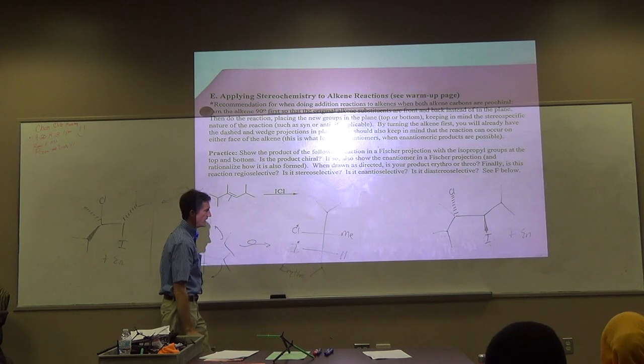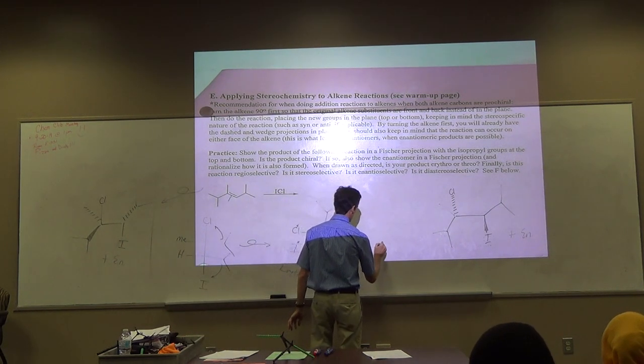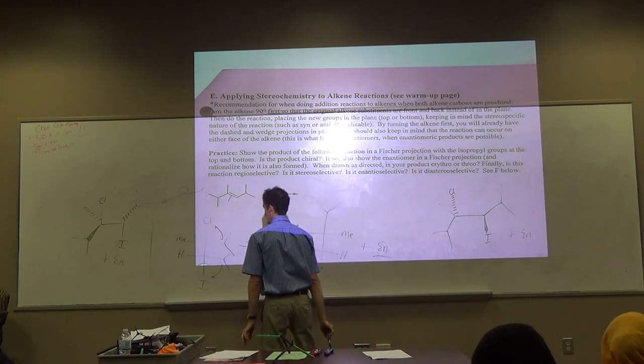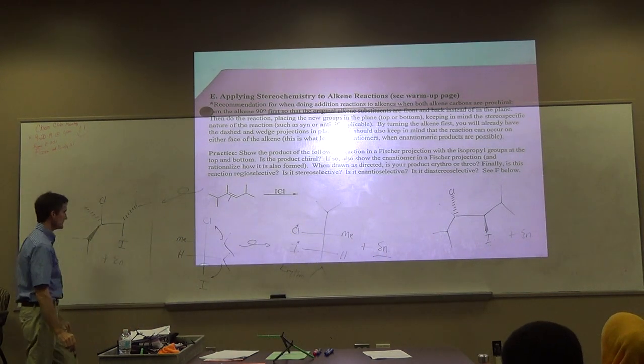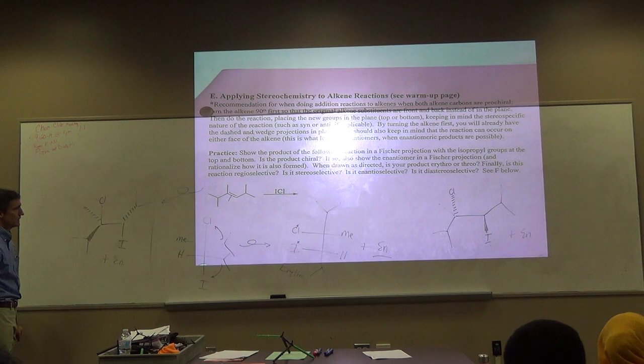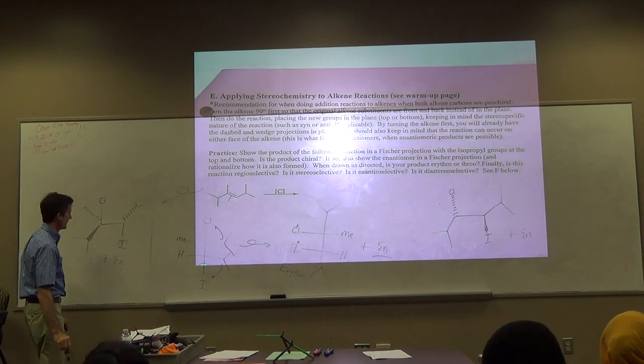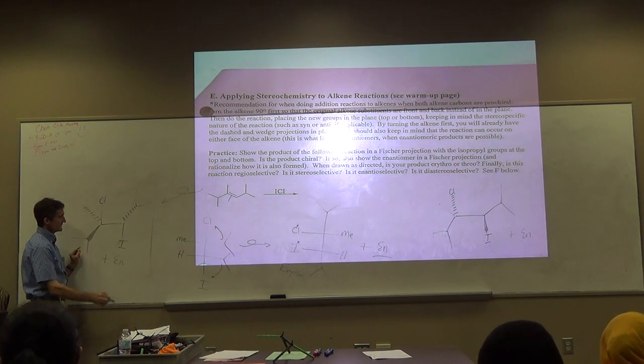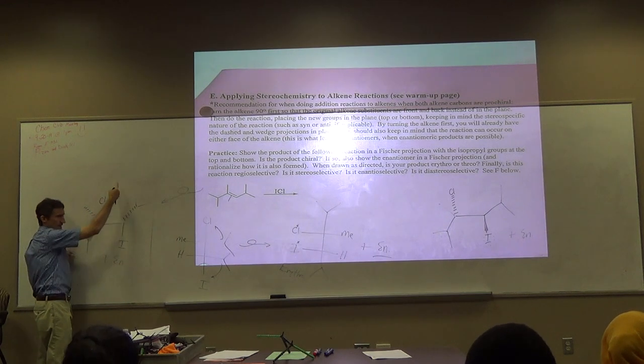What else do you get from this reaction? Plus an enantiomer. An enantiomer would be where the chlorine is down and the iodine is up.